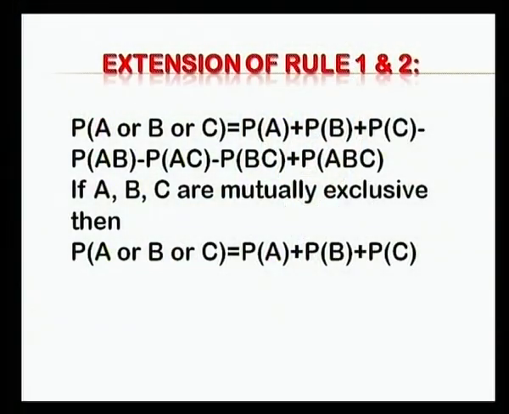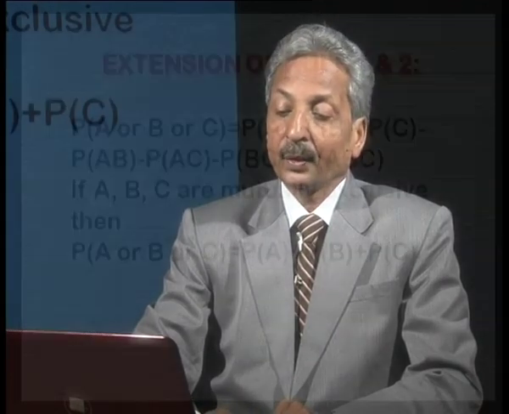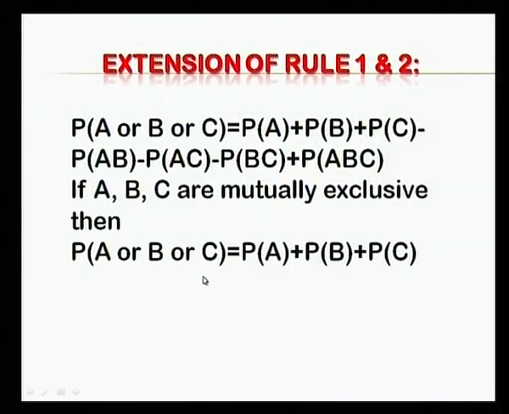And if A, B and C are mutually exclusive events, that is, A intersection B is a null set, A intersection C is also a null set and B intersection C is also a null set, then this rule simply reduces to probability of A or B or C is equal to probability of A plus probability of B plus probability of C.